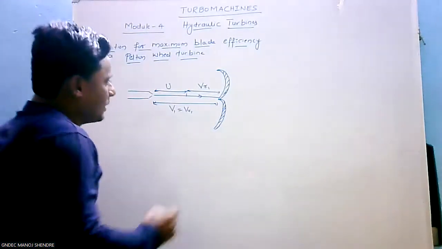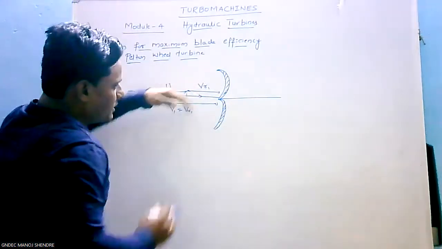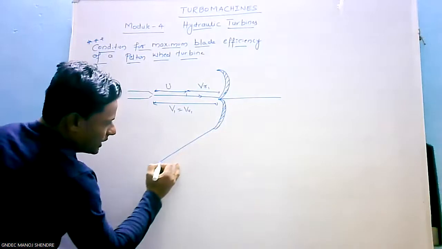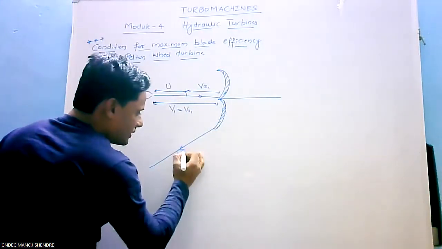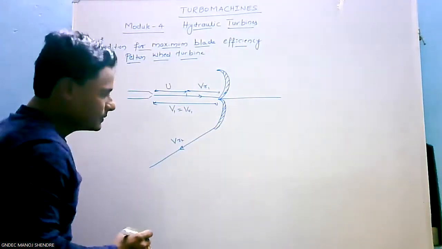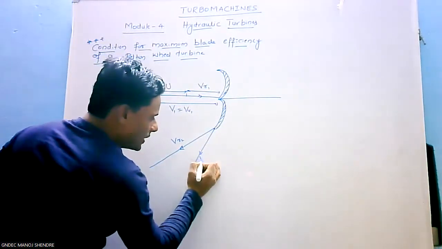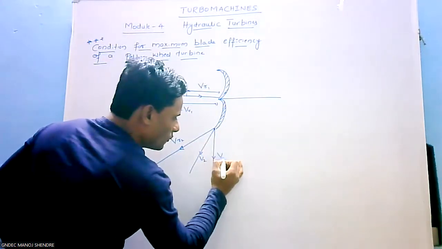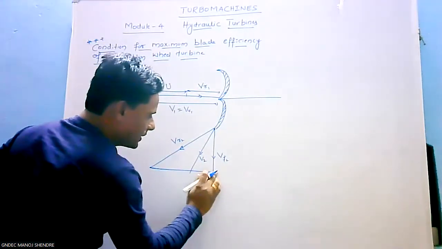Now, after hitting the blade, the jet follows the curved path, and this is the outlet of the jet. This is VR2, the relative velocity at the outlet. This is V2, the absolute velocity at the outlet, and this is Vf2, the flow velocity component at the outlet.